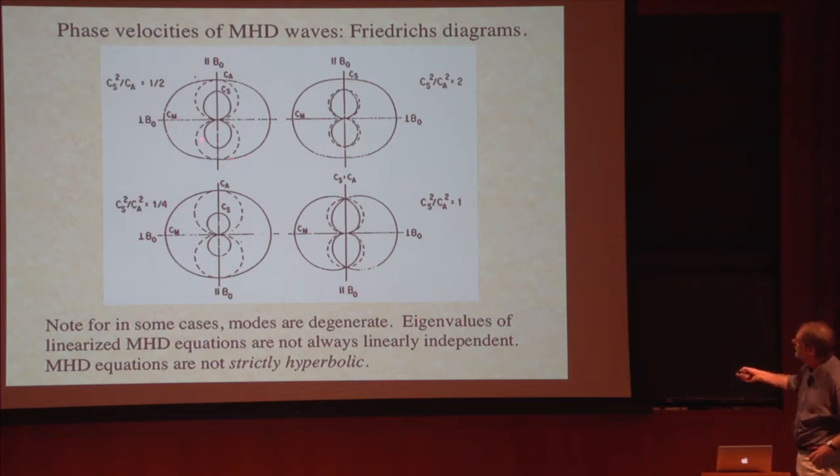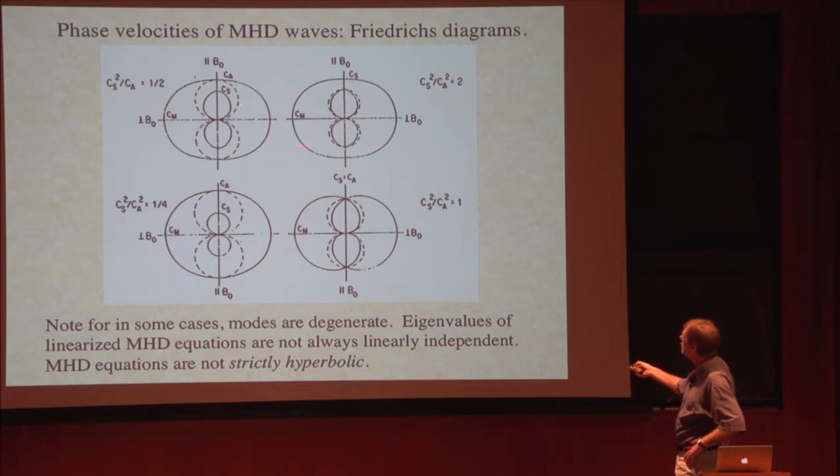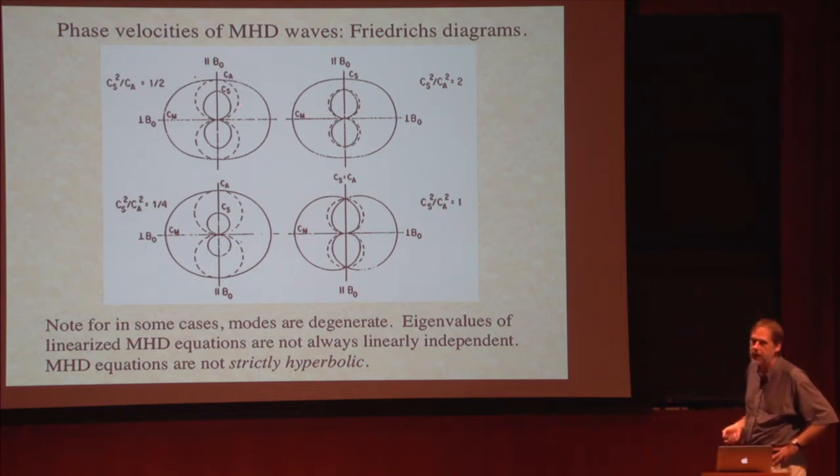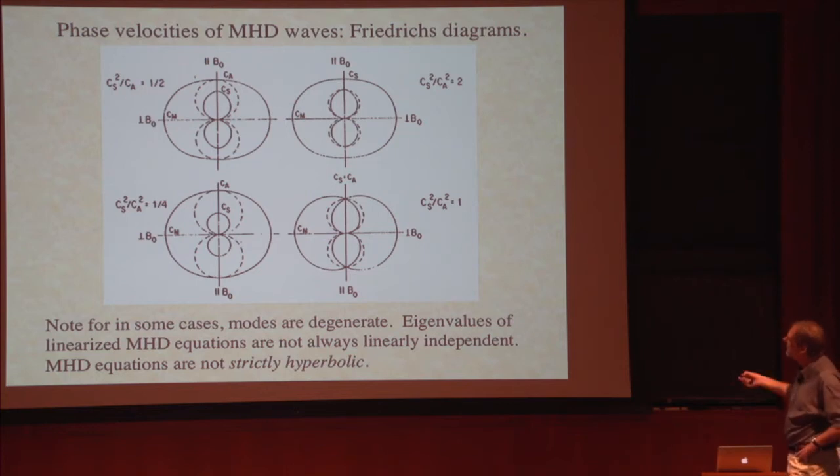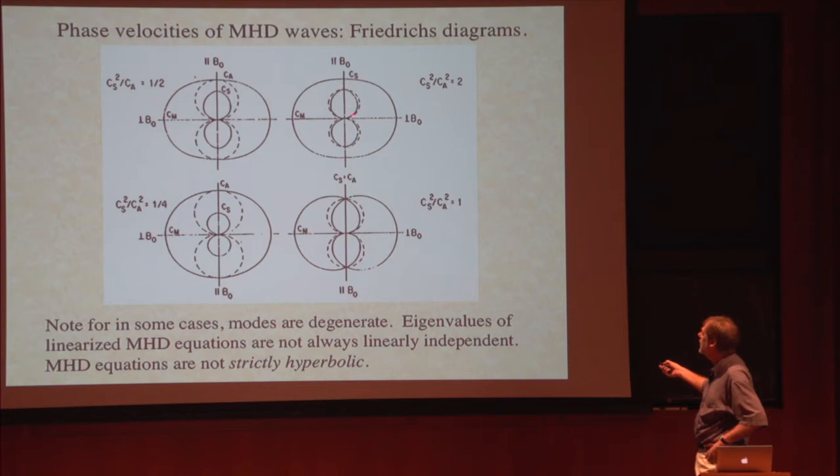And it shows it to you in directions which are parallel to the magnetic field, that's the vertical axis, and perpendicular to the magnetic field, that's the horizontal axis. So first of all, you can see that these wave speeds are anisotropic. They vary with direction. That's one thing. Another thing is that these wave speeds are sometimes degenerate. That is to say, they lie on top of each other.